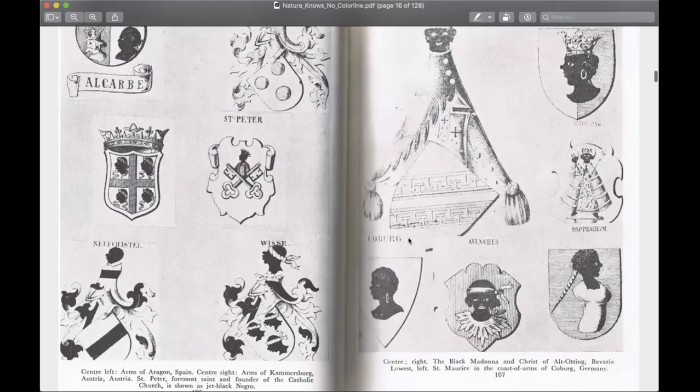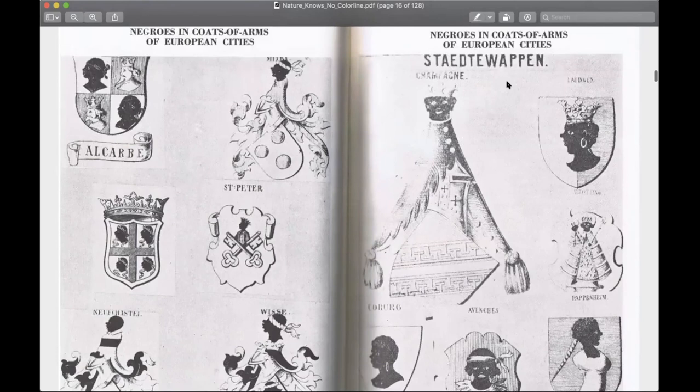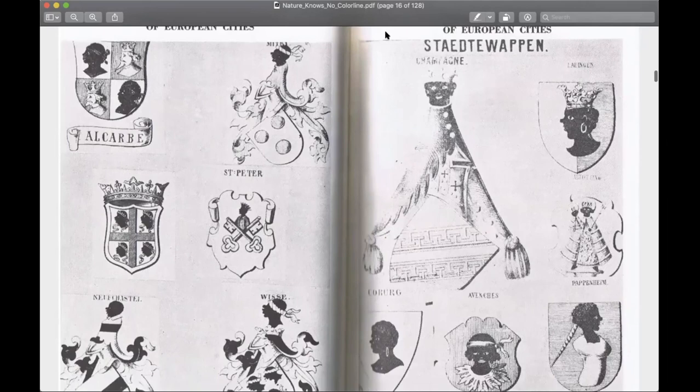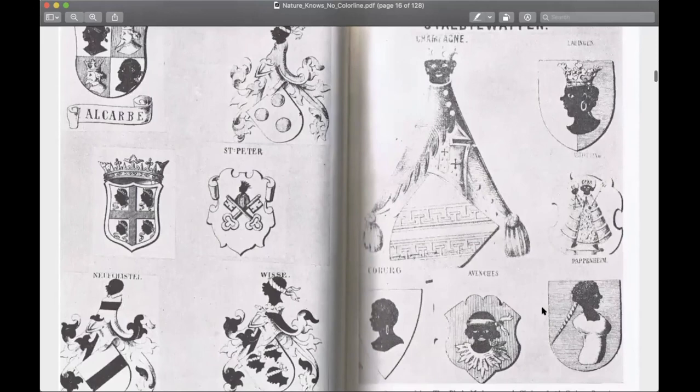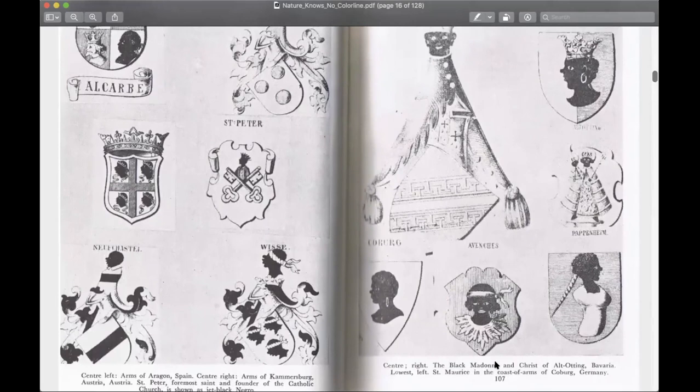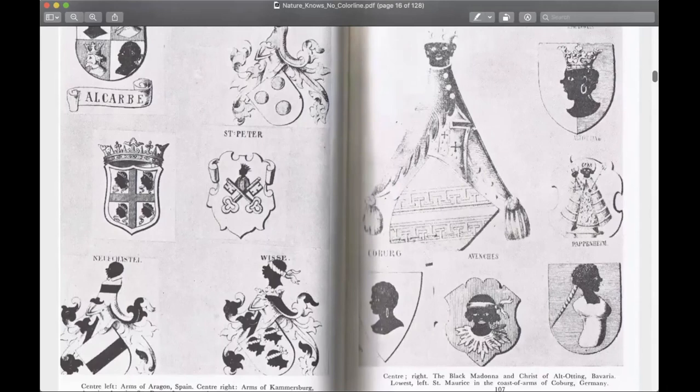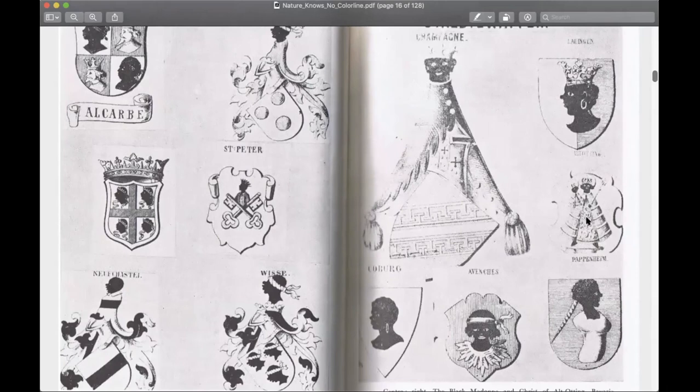Up here we have Stutwapen, Champagne, Longjen, Coburg, Avengers, Pappenheim. All right, you see that? Why does this almost look like a teepee, huh? And then you see the faces. All right, take a very good look. And it says here, center right, the Black Madonna and Christ of Alt-Otten, Bavaria. Lowest left, St. Maurice in the coat of arms of Coburg, Germany. All right, again, the Black Madonna and Christ over here, supposedly.